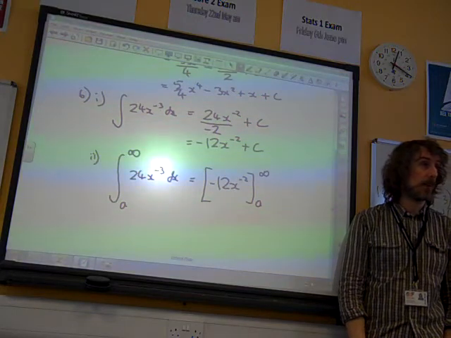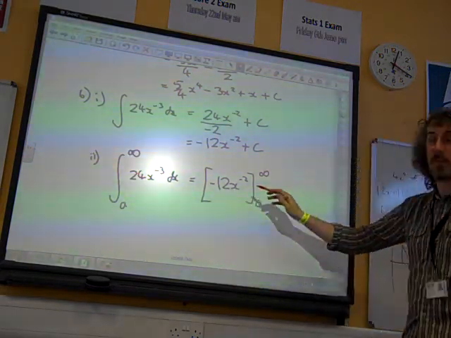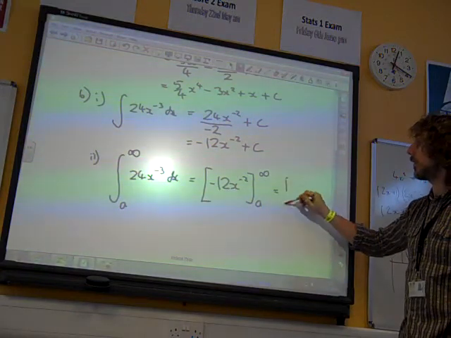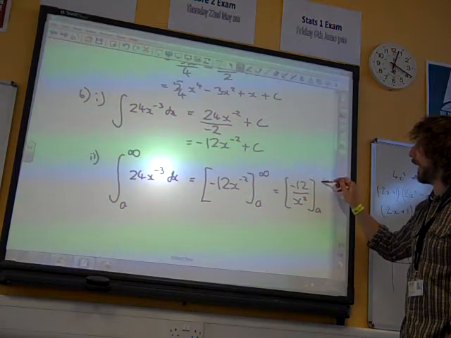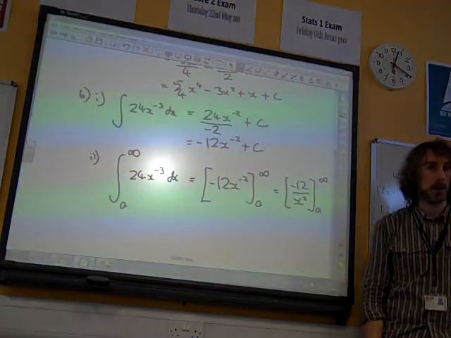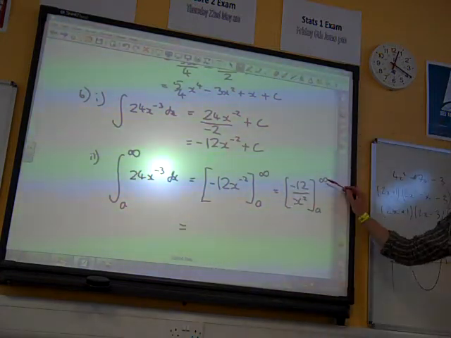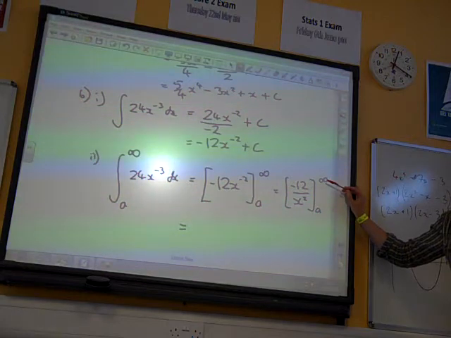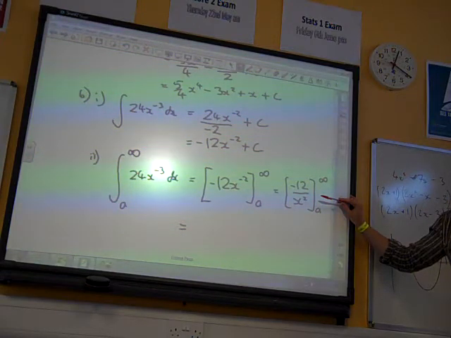Now we need to put the limits in. And actually remember what this is. This is minus 12 over x squared, isn't it? Between a and infinity. Now, if you sub infinity into minus 12 over x squared, well, you can't do that, you can't handle infinity, but let's instead think of a massively big number.